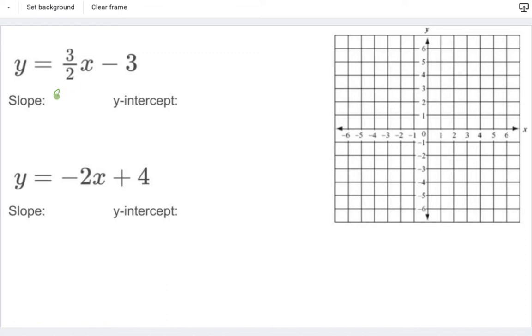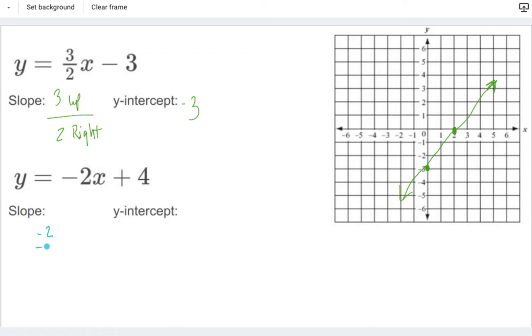So in this case, in slope-intercept form, our slope is 3/2. So it's positive, so it's going up. And we always want to try to go to the right. And our y-intercept is -3. So (0, -3) is going to be the point we start from. 3 up and 2 to the right is going to put us here. Just draw a line through that. There's our first line.